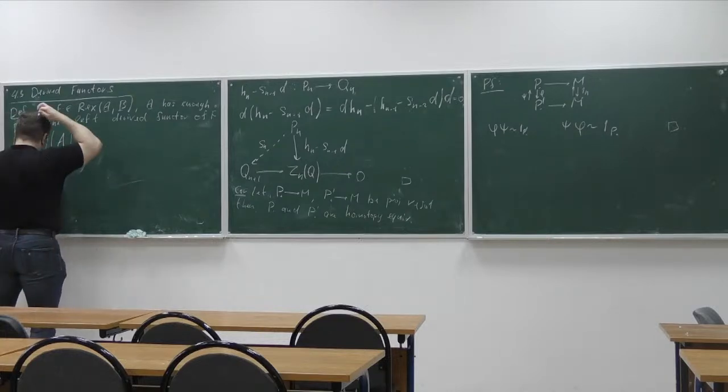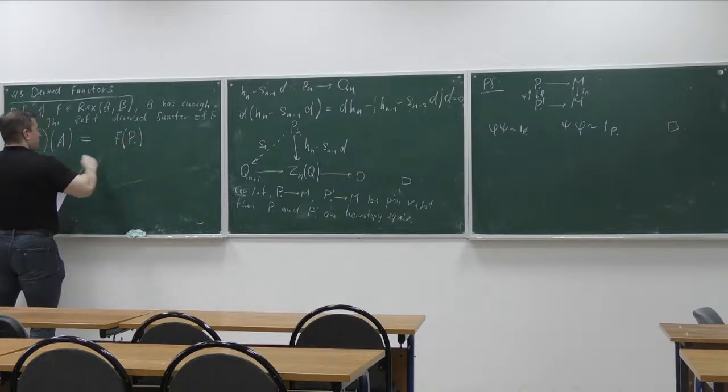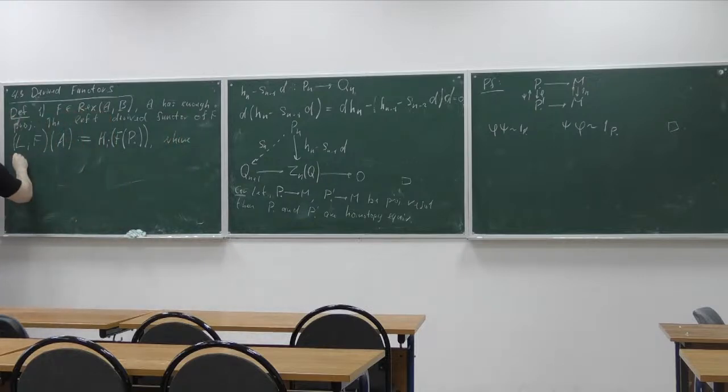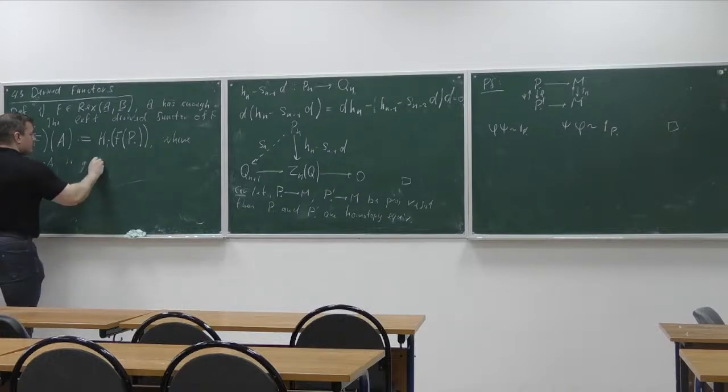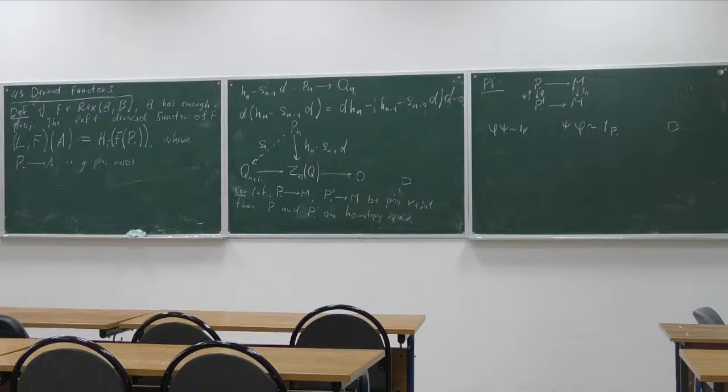You take a resolution, apply the functor to this resolution, and then compute the corresponding homology. So here P of A is a projective resolution. Okay, questions about the definition? So if you want to compute the left derived functor of an object, you replace this object with the resolution, apply the functor to the resolution, and then compute the corresponding homology.